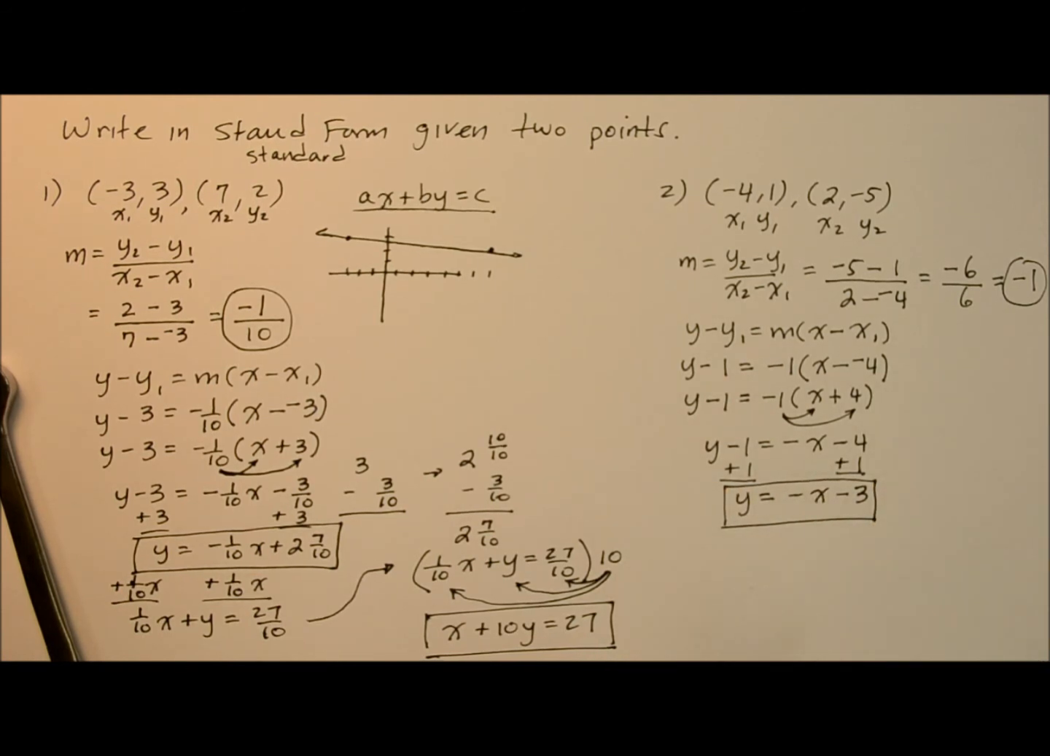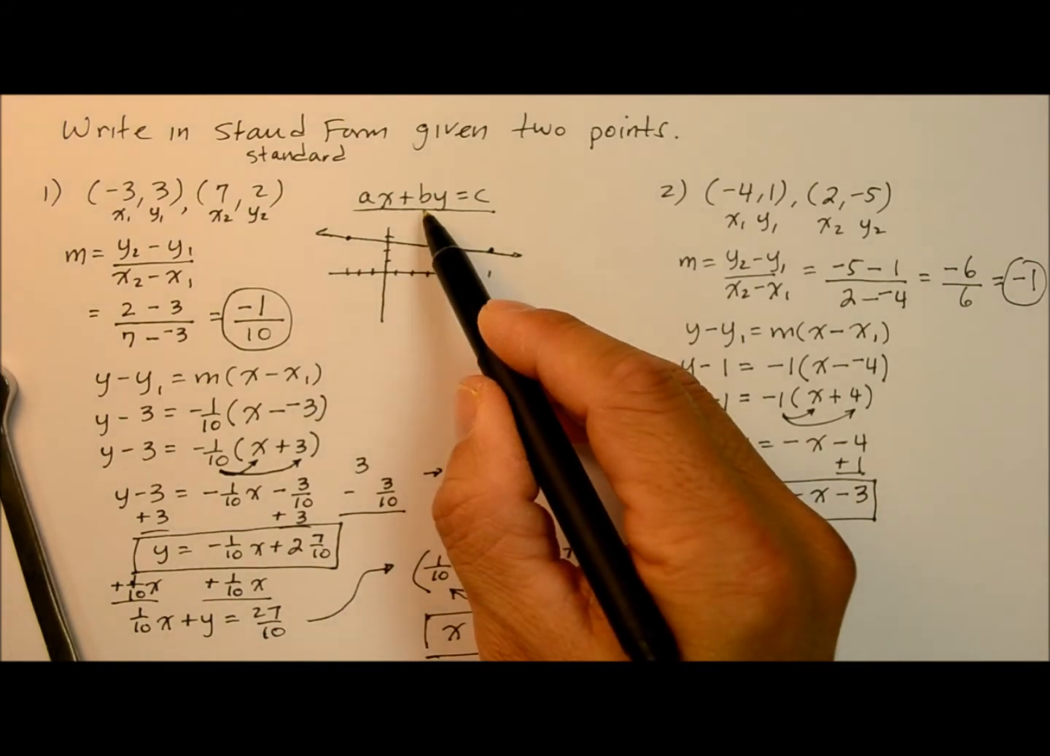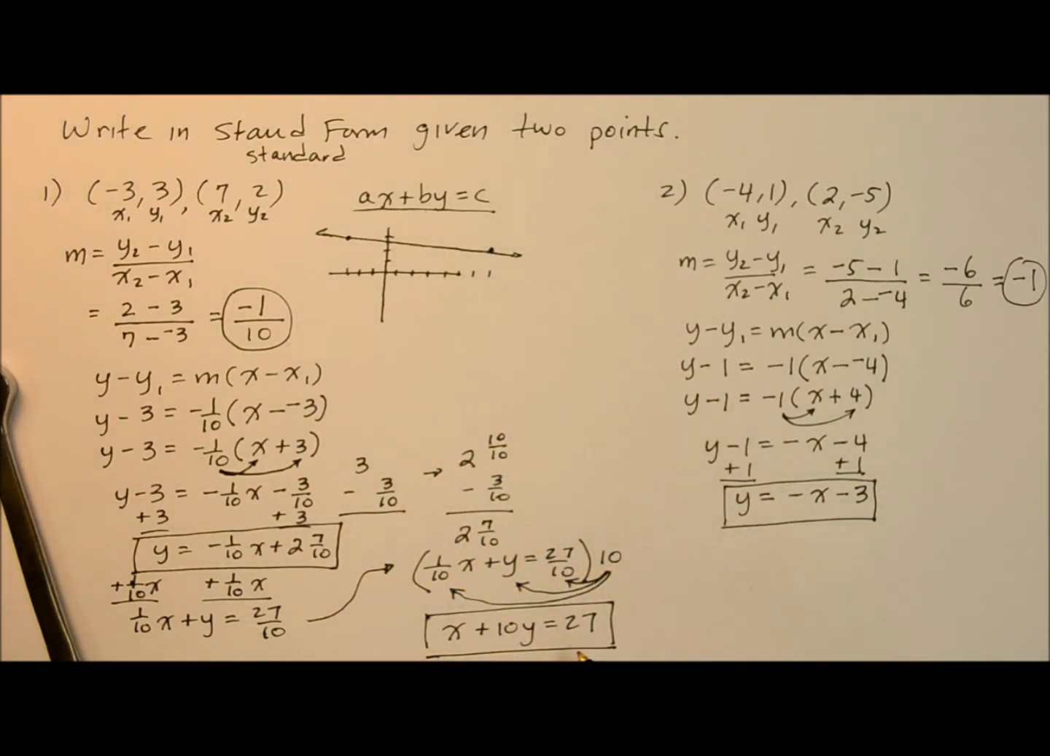But wait, you still have to make this into a standard form, like this. And like we did last time, where the x comes first. This one's easier. All you have to do is move that negative x. And to do that, you add x to both sides of the equation. So what you get is x plus y is equal to negative 3. There you have it.